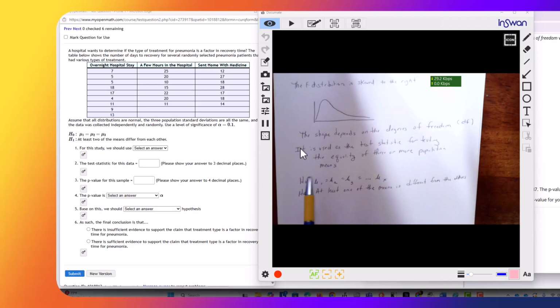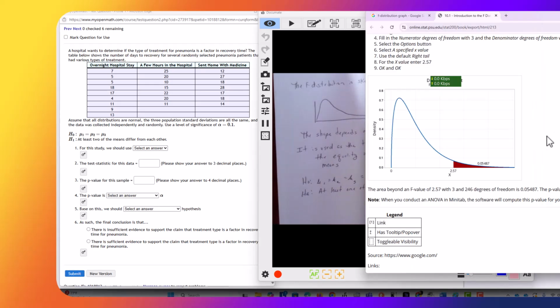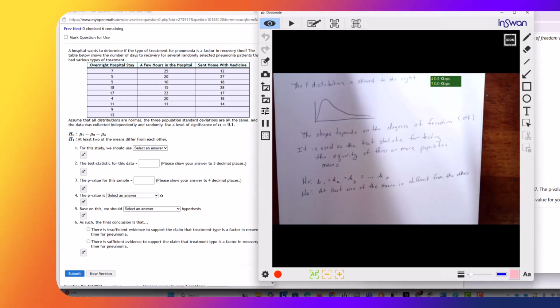So your null is going to be mu sub 1 equals mu sub 2 equals mu sub 3 equals ... mu sub k. So you have to have at least 3. And your alternative is going to be that at least one of the means is different from the others. So it's not really too bad. I pulled up a picture here to show you what it looks like. And I'll probably bring up StatDist to complete it here.